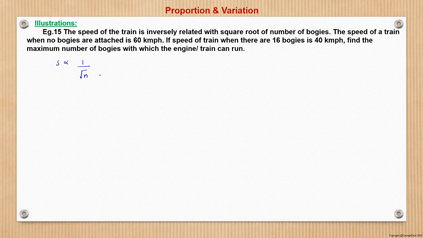But can we write in this fashion? Because this gives the inverse relationship, inverse proportionality. So from here we can say that S is equal to K upon root N. The speed of a train when no bogies are attached. So if we put N is equal to 0, this expression is not defined.